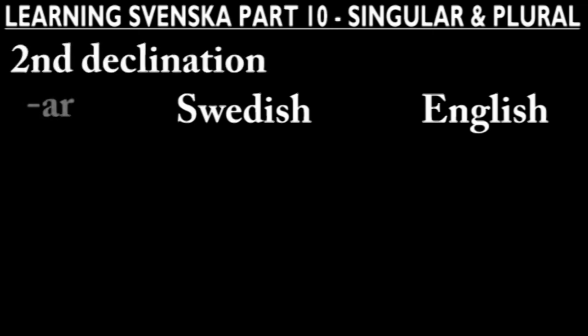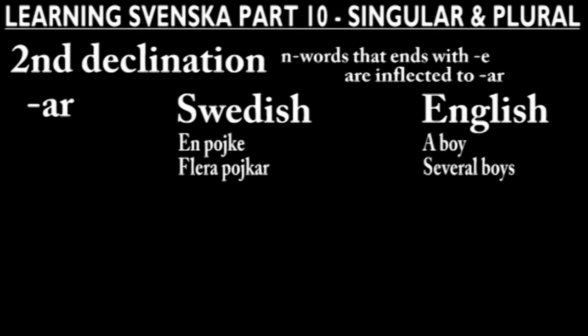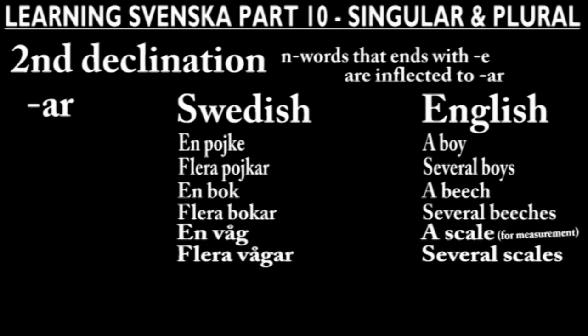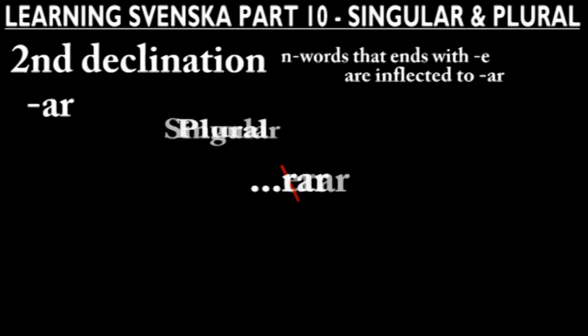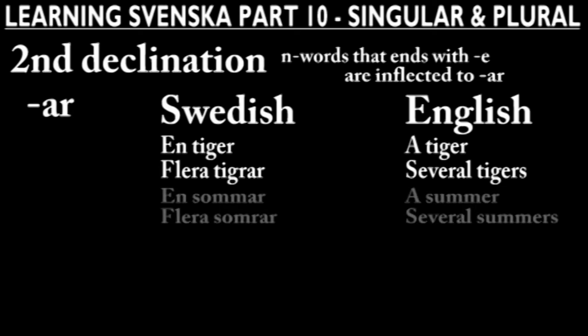Second declination. Ar. N words that end with e in singular are inflected to ar in plural. En pojke, flera pojkar. Some other examples that don't follow the rule are en bok, flera bokar. En våg, flera vågar. There's also an alternative of this declination where for some words you delete the last vowel in the singular form before you add the plural suffix. En tiger, flera tigrar. En sommar, flera somrar.